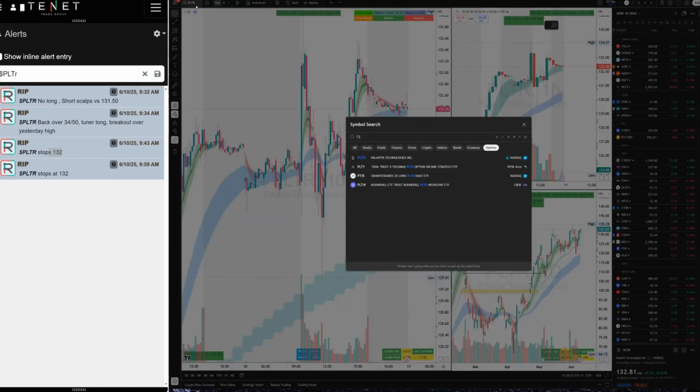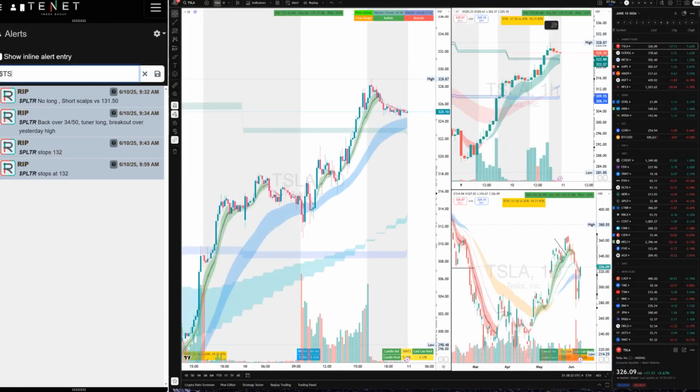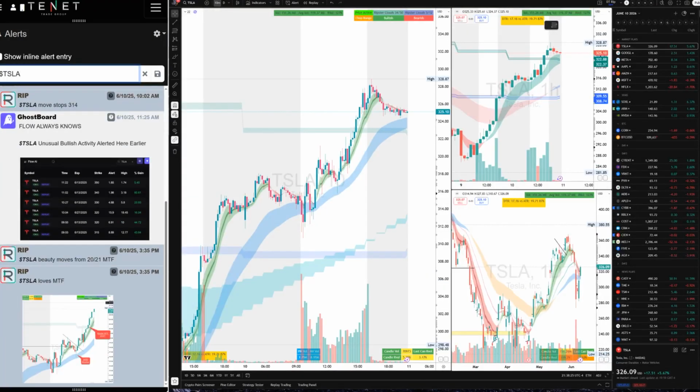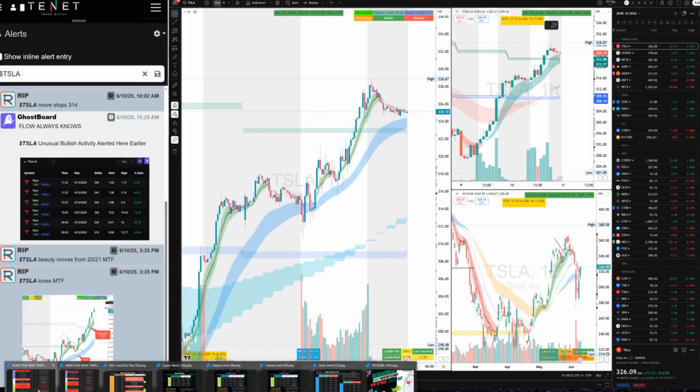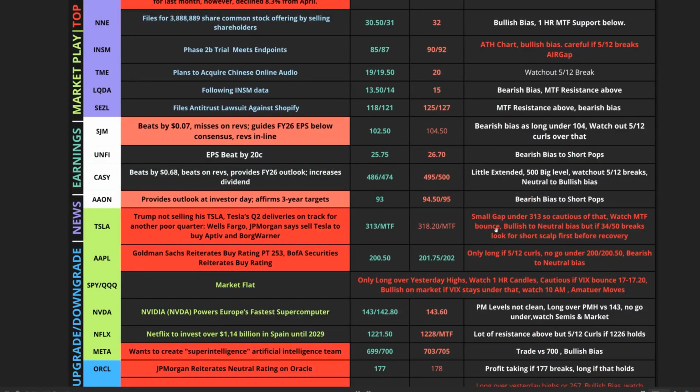All right, so let's look at Tesla today. What was happening on Tesla today? Tesla was on our pre-market game plan. It was a long winner yesterday as well. There's a lot of reasons for that. This was the plan: small gap under 313, so cautious of that. Watch MTF bounce, bullish to neutral bias. If 3450 breaks, look for a short scalp first before recovery.